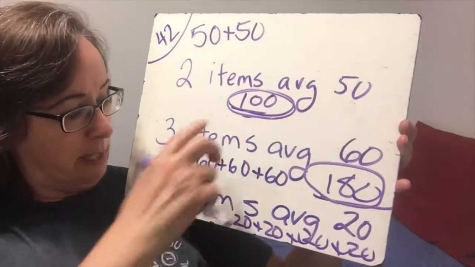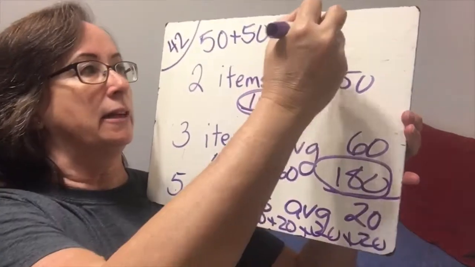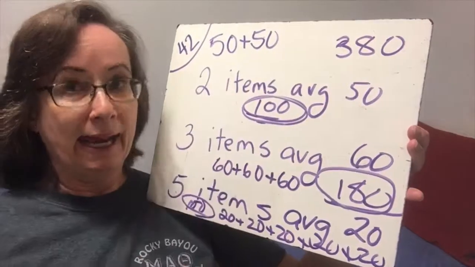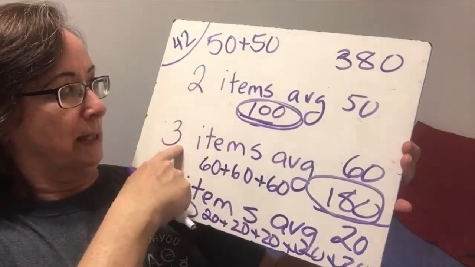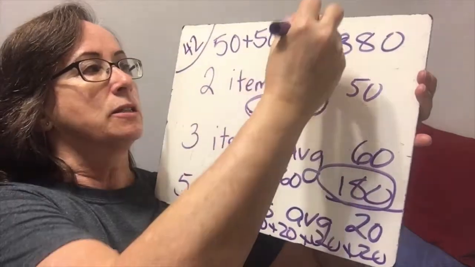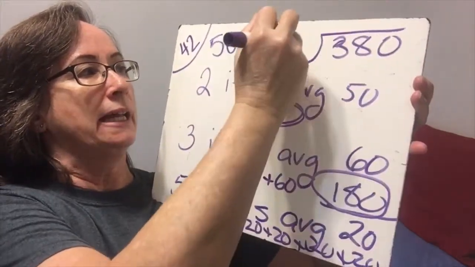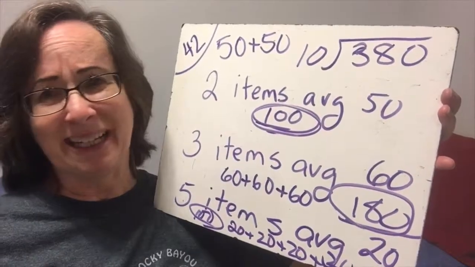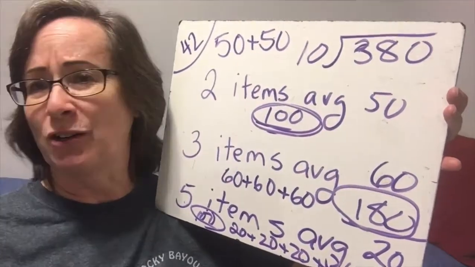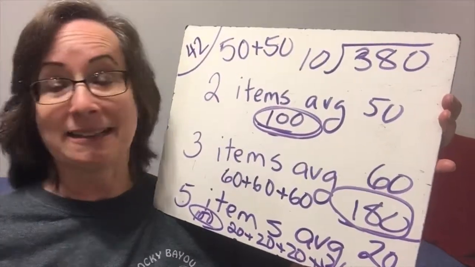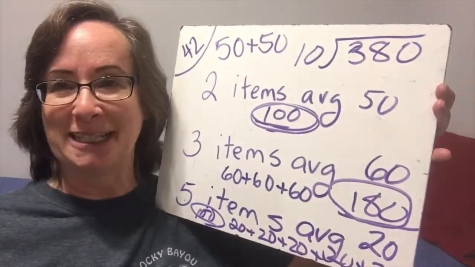So that's going to be 380 is the total count. And we had 2 plus 3 plus 5, or 10 items. So I'm going to divide the 380 by 10. The only reason I made it 10 is it's so easy to divide by 10. It could have been 9 or it could have been 11, but I just made it 10 because I was making up the problem and I wanted it to be easy.